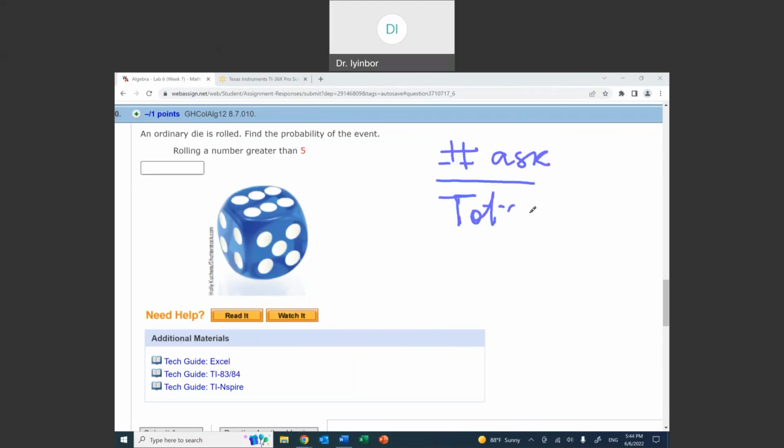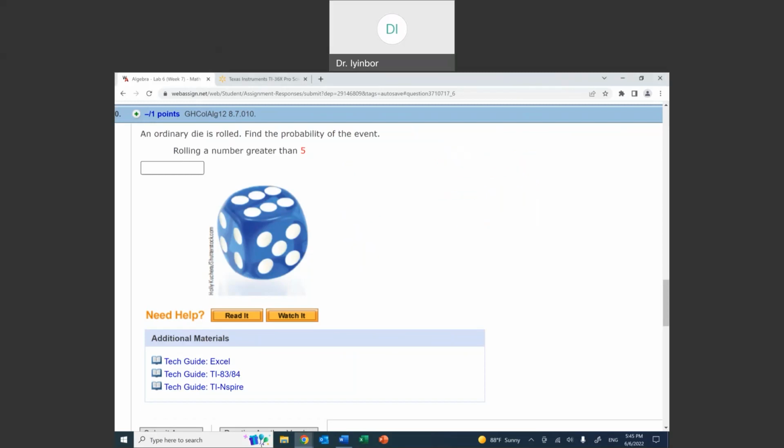Okay, so now here we have an ordinary die, which has 6 sides. What is the probability of rolling a number greater than 5? How many numbers are greater than 5? Only one. Only 6 is greater than 5. And the total number is 6. So the probability is 1 over 6.